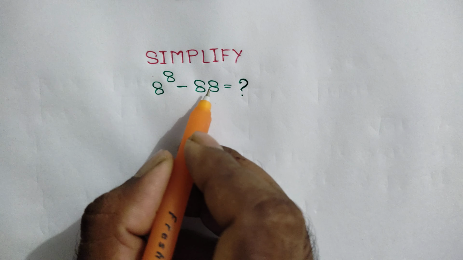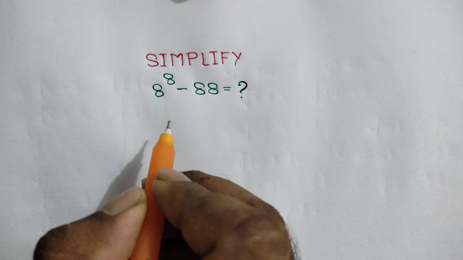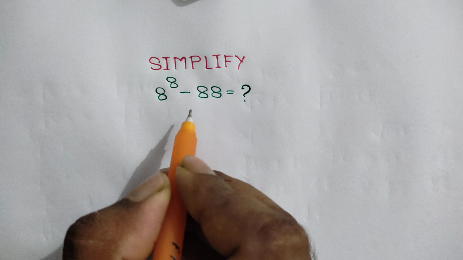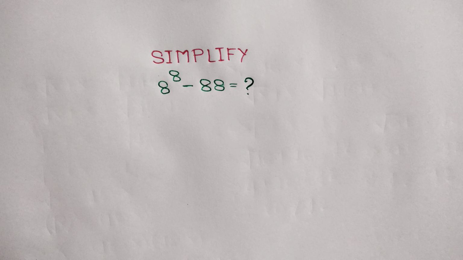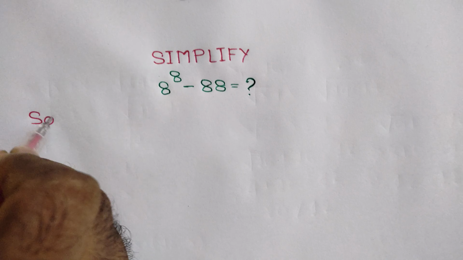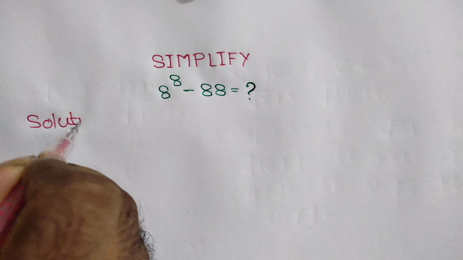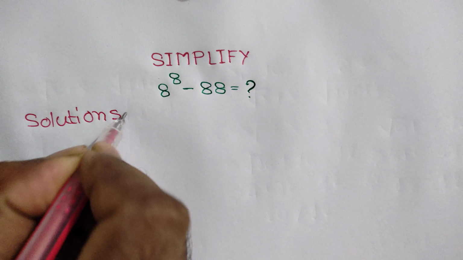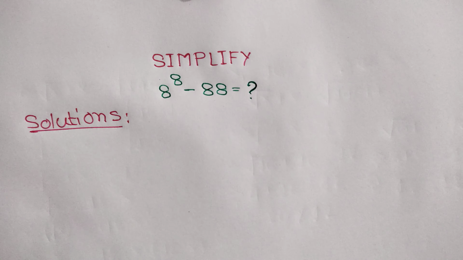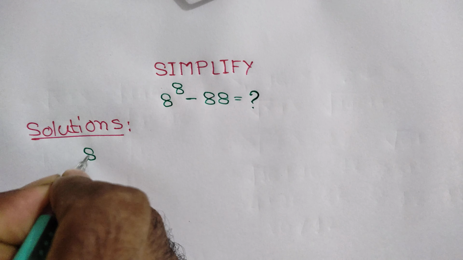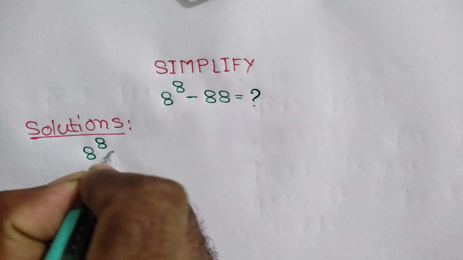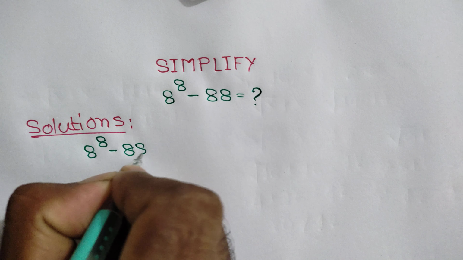8 to the power 8 minus 88 is equal to what? Calculator not allowed. Solutions. The question we have been given is 8 to the power 8 minus 88.